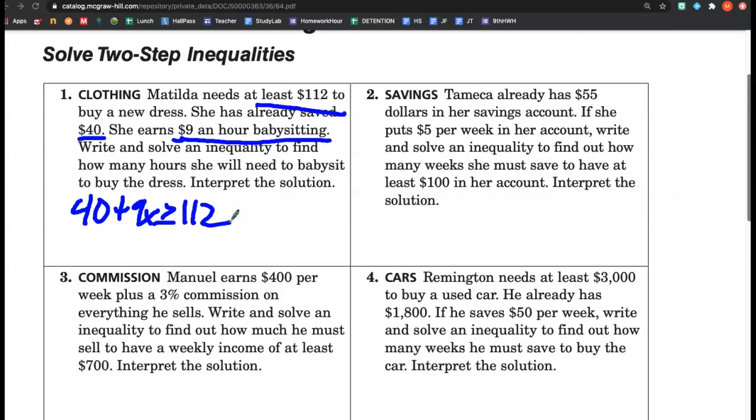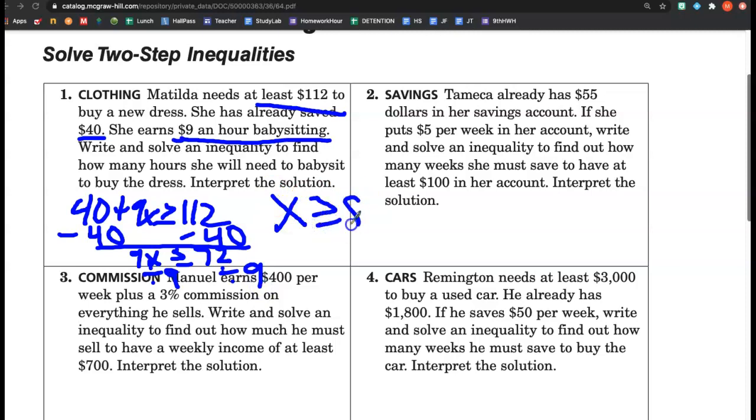Okay, $112. So we subtracted 40 and got 72, and 9x. We divide by 9, and we got x is greater than or equal to 8.